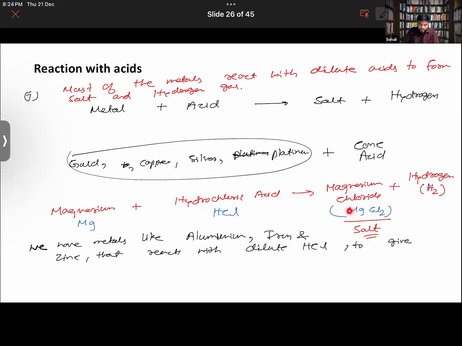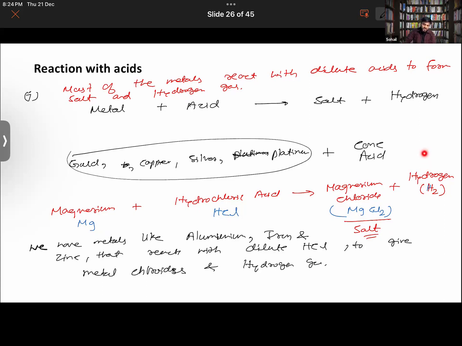Like MgCl2, magnesium chloride, can I also call it a metal chloride since magnesium is a metal here? Yes, I can say this. So we have metals like aluminum, iron, and zinc that will be reacting with dilute acid to give metal chlorides and hydrogen gas.